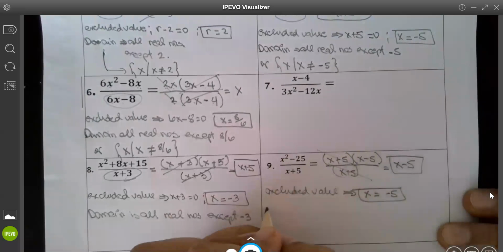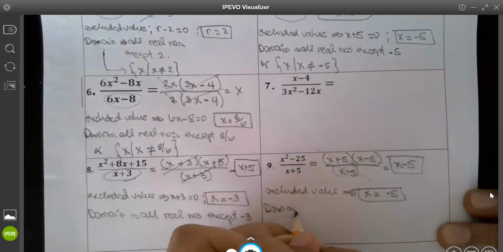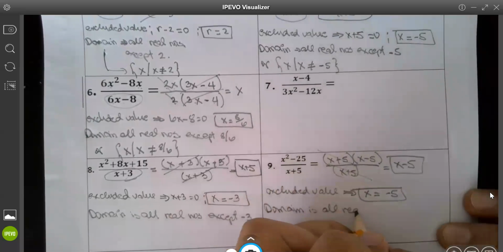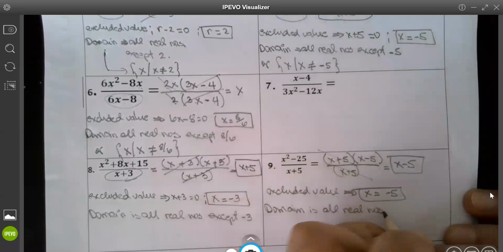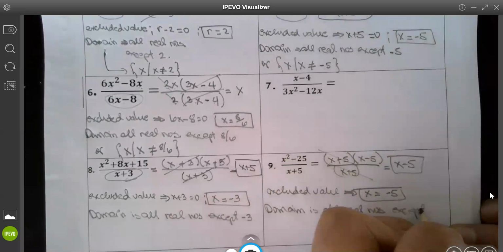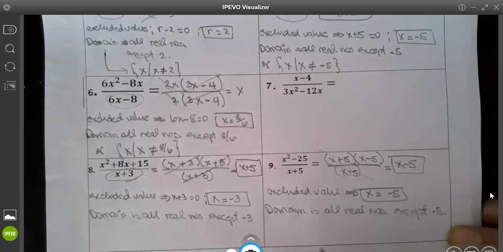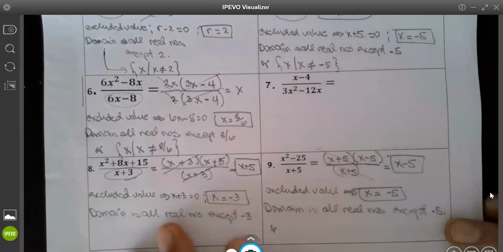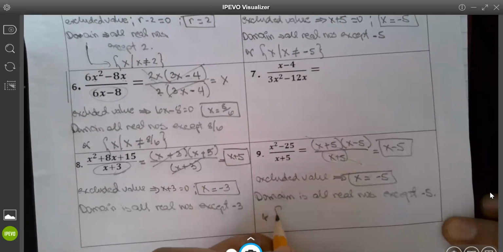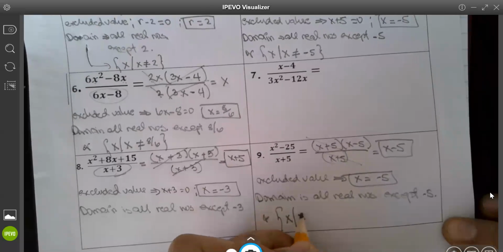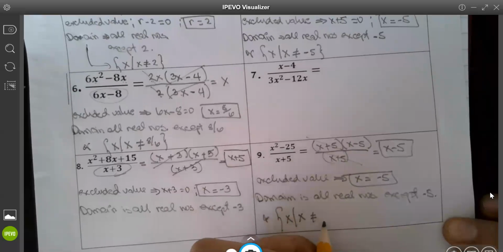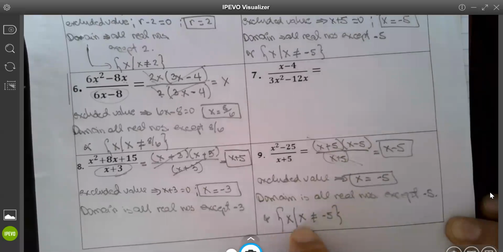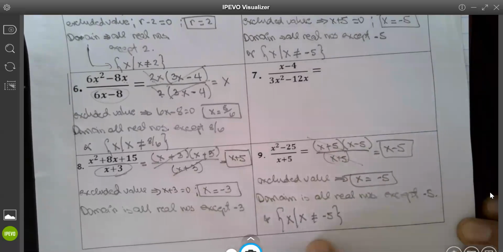And then the domain is all real numbers except negative 5. Or in set notation, this one is the set of all x such that x is not equal to negative 5. All x, all numbers except negative 5.